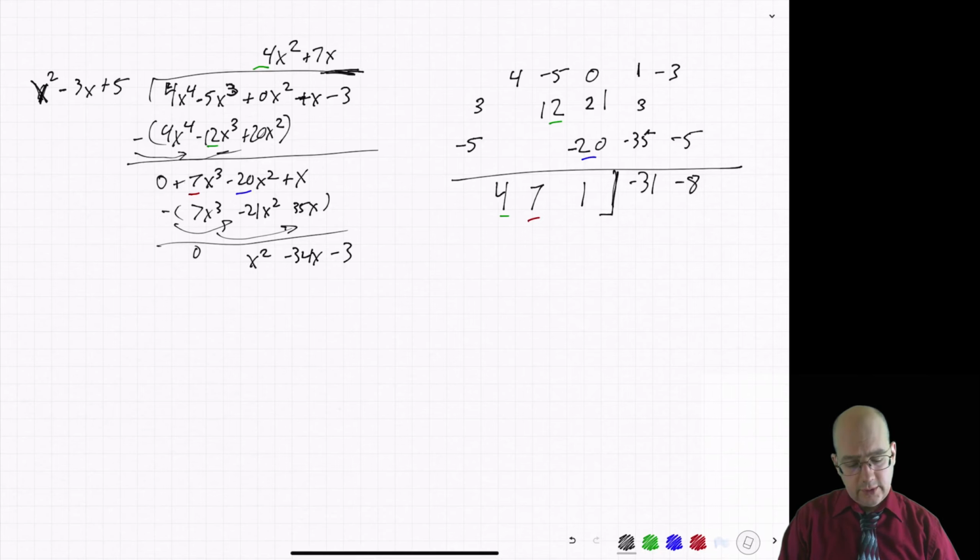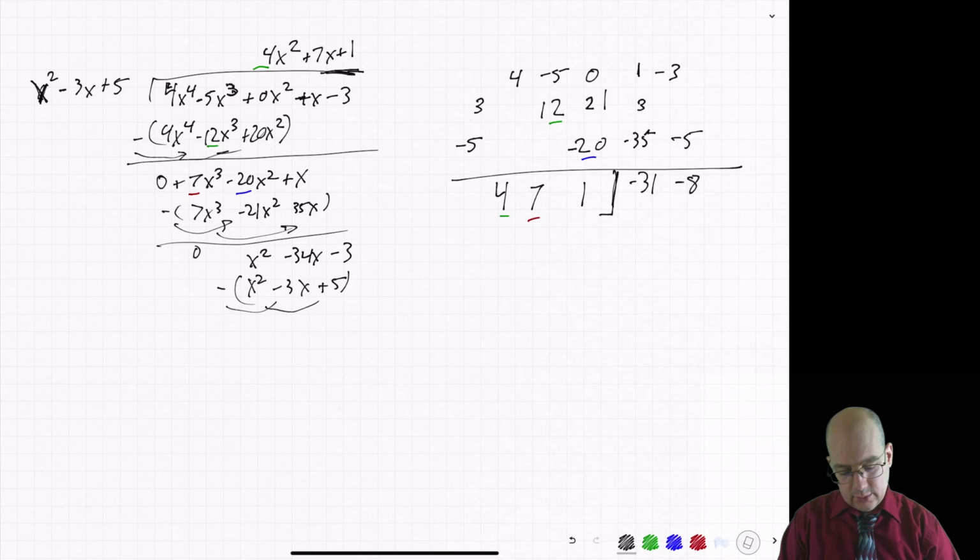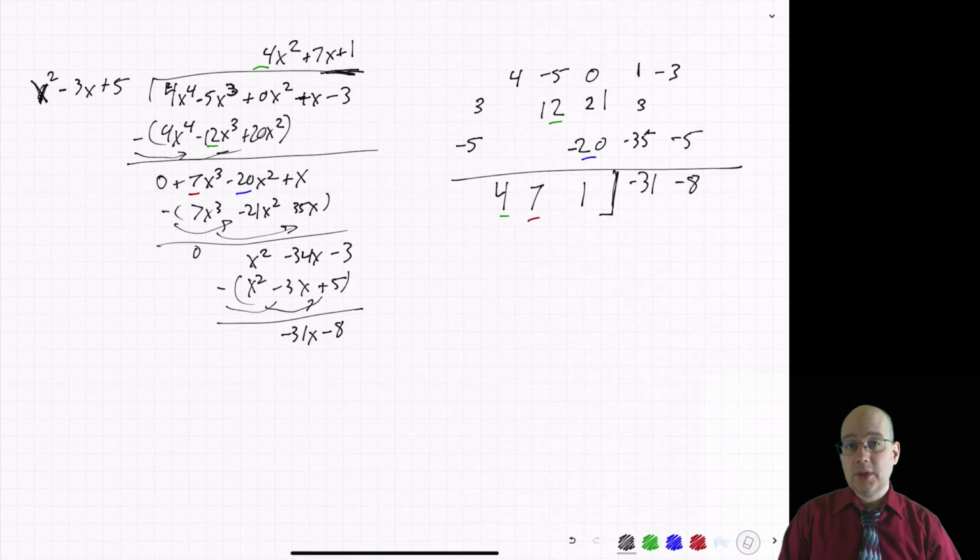What about long division? Well, I need to cancel that x squared. So that's just going to be a plus 1. So that's x squared minus 3x plus 5. But I'm negating it to cancel. So boom, boom. And we get minus 31x minus 8. Gotta say, I'd probably make the mistakes with the signs if I hadn't already done it with the synthetic division. It's a pretty sweet system.